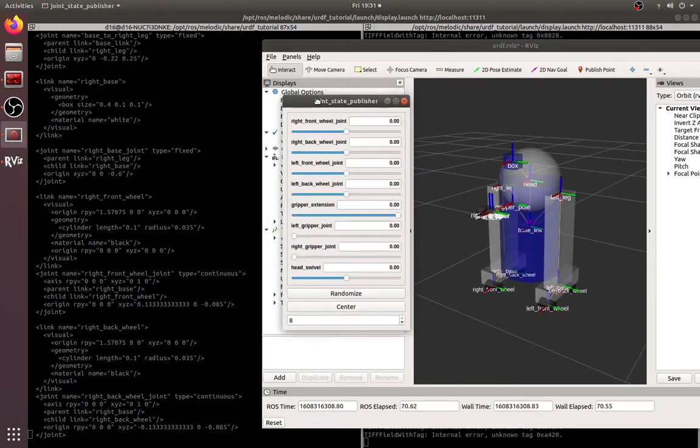The first one is the continuous joint, which is represented by the head. It can rotate in one dimension along a single axis with any angle from negative infinity to positive infinity.